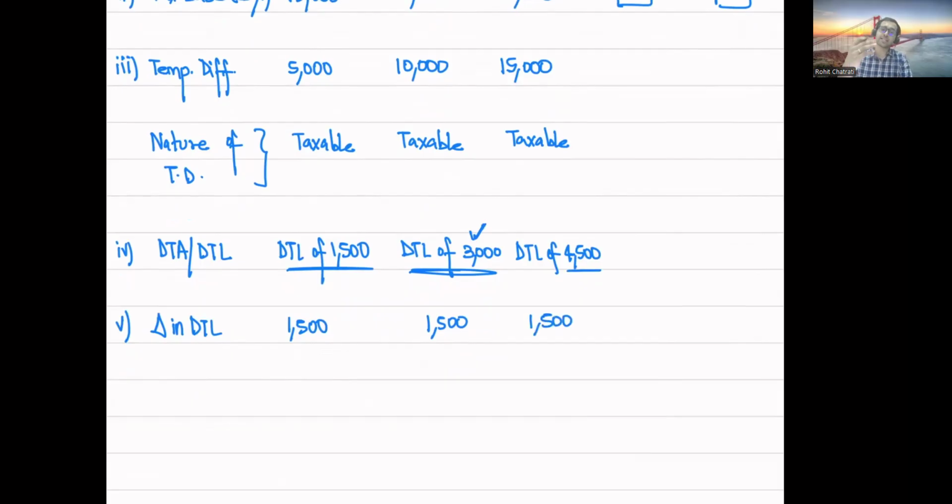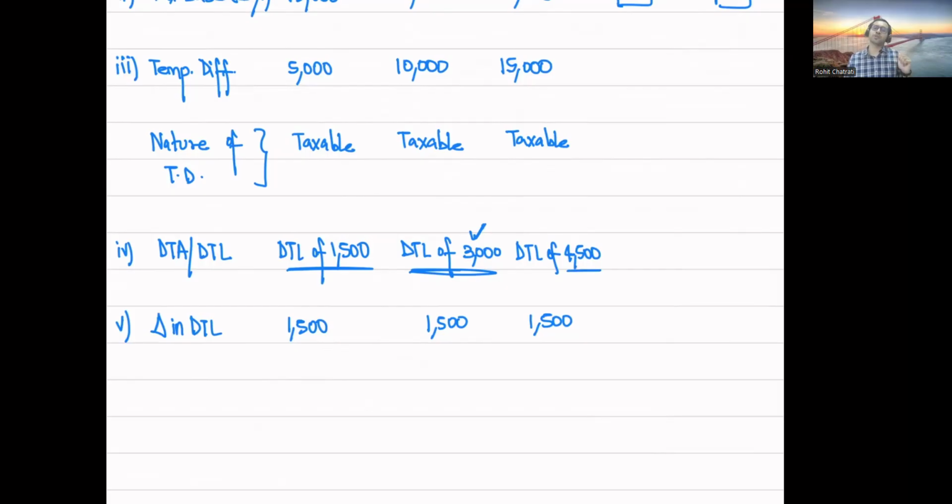I want to increase it again by 1,500, and therefore I am going to record the same journal entry in the third year also, which is deferred tax expense account debit of 1,500, credit deferred tax liability of 1,500. In my balance sheet at the end of year 3, I will be showing a deferred tax liability of 4,500.